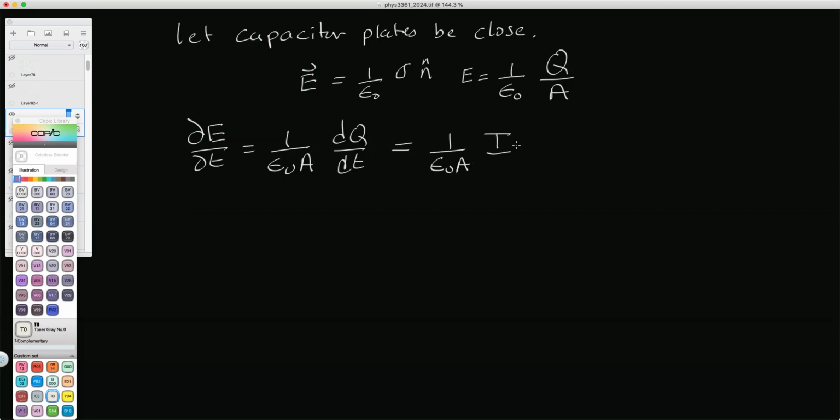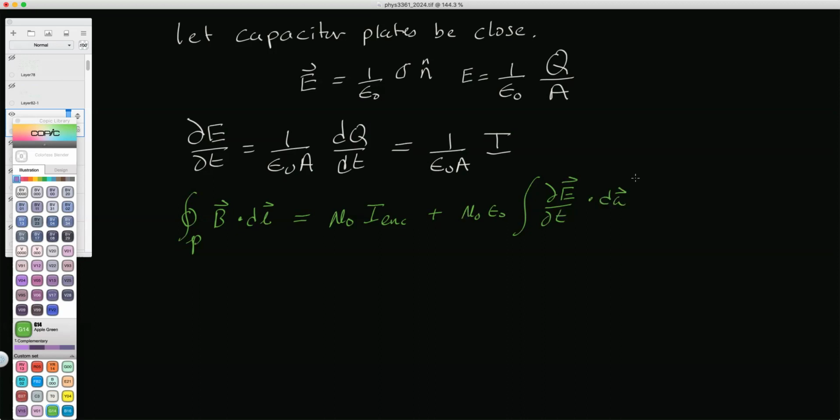So when we do our Ampere's law business, where we take our integral of B dot dl, that's going to be μ0 I enclosed, but then plus μ0 ε0 times the integral of partial E partial t dot dA, right? I'm just moving from the differential form to the integral form. That's all I did. You agree with this? Okay, so now for our first surface, the flat surface.